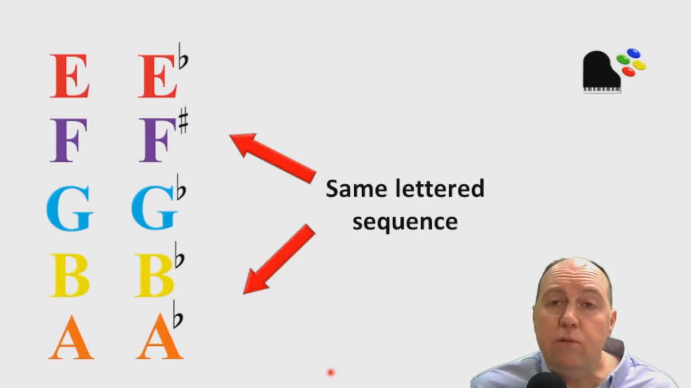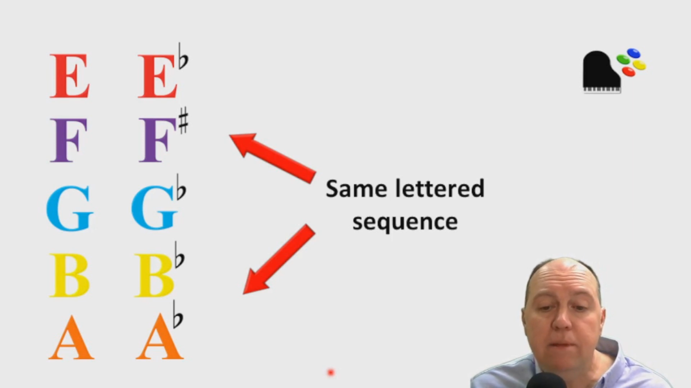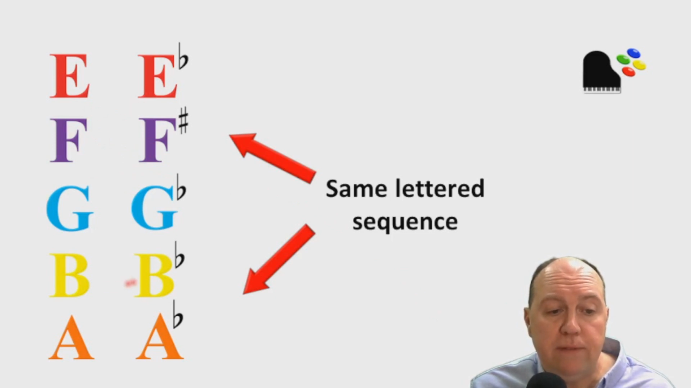So without breaking down the rest of the parallel lettered keys, here they are at a glance. And again, we may be worlds apart in respects to flats, sharps, and white and black keys, but the commonality of the lettered notes and the lettered sequence makes them easier to compare and ultimately learn and remember. So here we have E and E flat, F, F sharp, G, G flat, B, B flat, A, and A flat. Each one of those pairs has the same order of lettered tones.